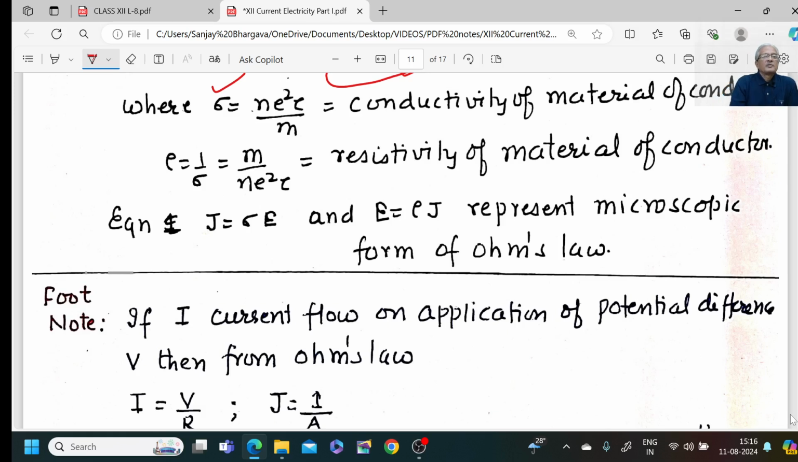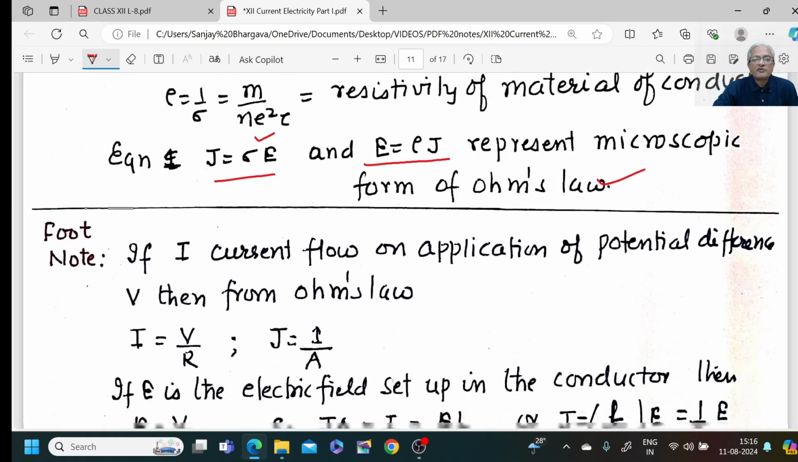And remember, the reciprocal of conductivity was called resistivity. So resistivity is m upon N e squared tau. The equations J is equal to sigma E and E is equal to rho J represent the microscopic form of Ohm's law.